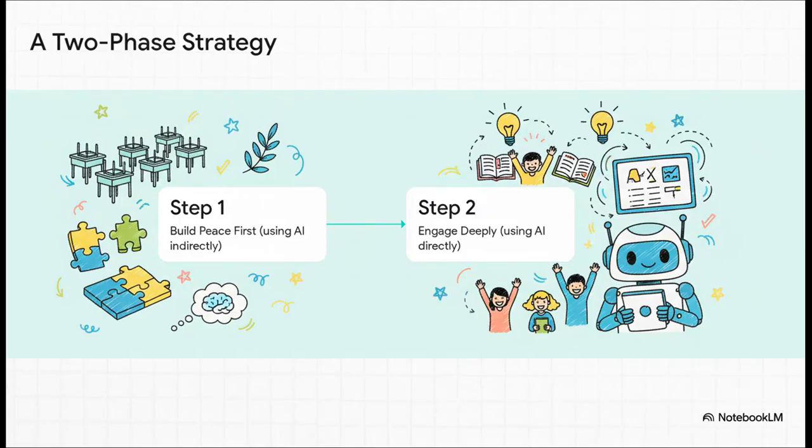Okay, so how on earth does this actually work? Well, the whole approach is broken down into a really clear two-phase strategy. Phase one is all about the teacher using AI behind the scenes, kind of like a stage manager, to bring some calm and stability to the room. And only after that foundation is set do you move to phase two, where the students get their hands on AI directly to get them genuinely, deeply hooked on learning.